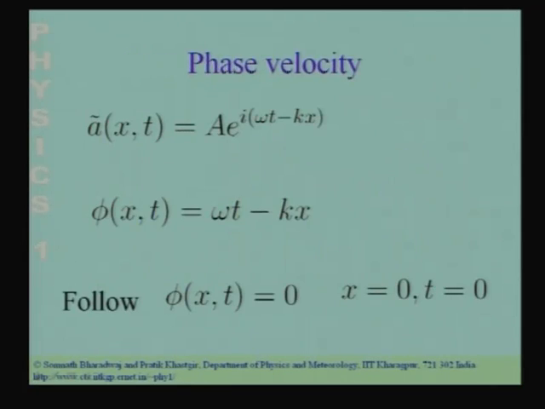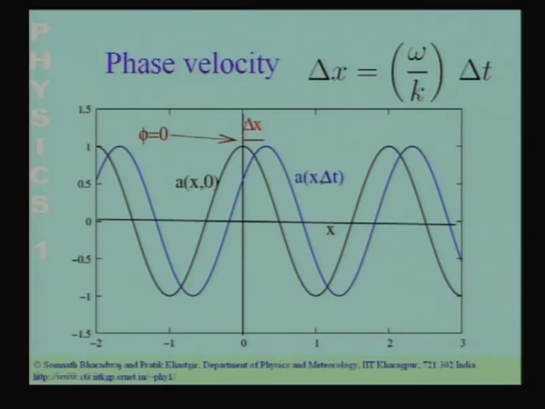Now, time has increased from t to t plus delta t. The question is, how much should x change if the phase has to still be 0? Initially the phase is 0 where both these variables are 0. Now, time increases from t to t plus delta t. We want the phase to be 0, so delta x, the change in x, has to be such that it exactly balances this. So, the change in x has to be omega by k into delta t.